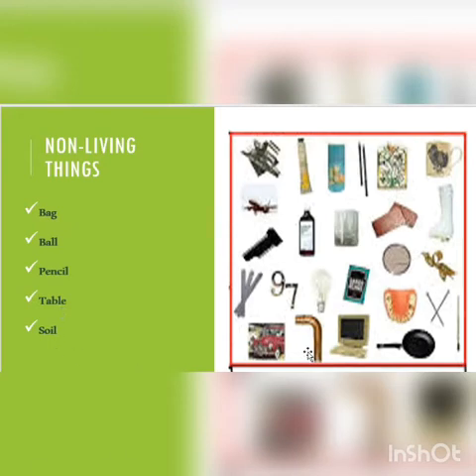In this picture, you can see that there are a number of non-living things like computer, pen, nails, bottle, jug, socks.